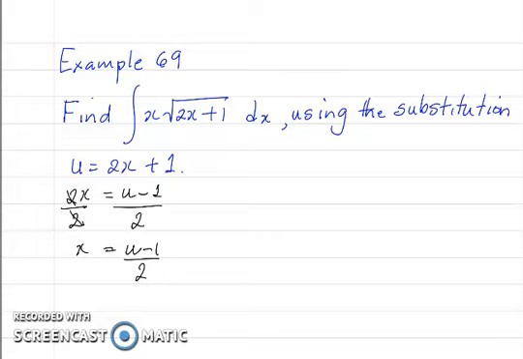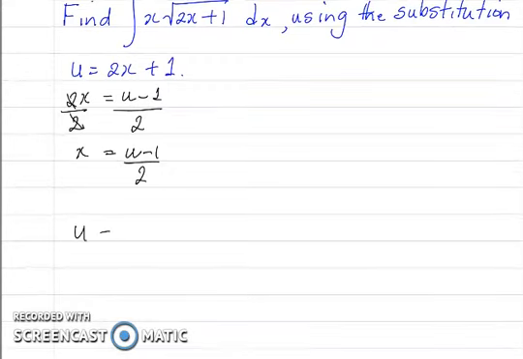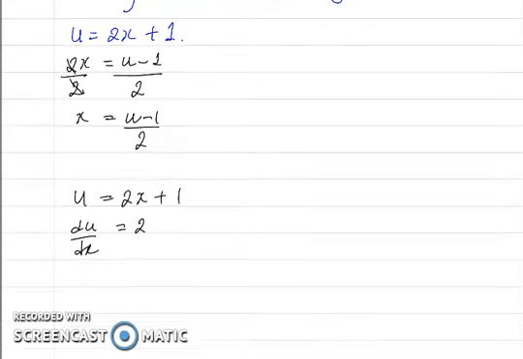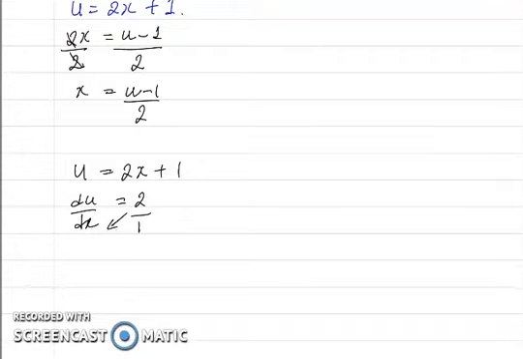The next thing we have to replace is the dx. Now, u is equal to 2x plus 1, so du by dx is equal to 2. Next, I'm going to bring this down here and bring the dx up there. I'm going to have du over 2 is equal to dx. So now I'm ready to change my integral to a function in u.